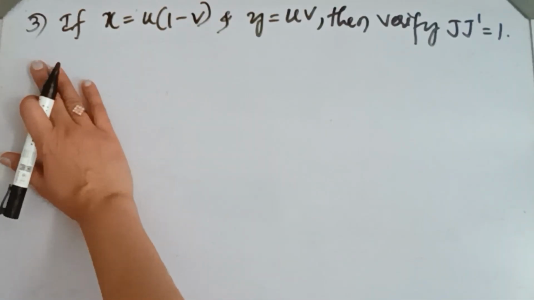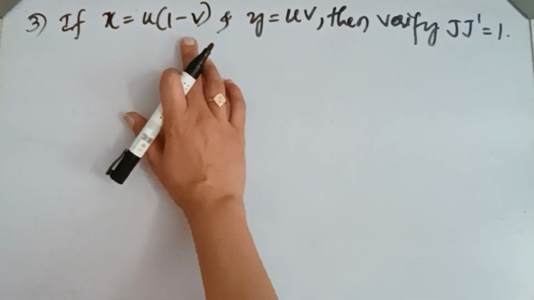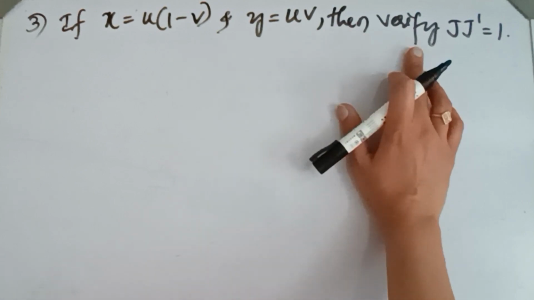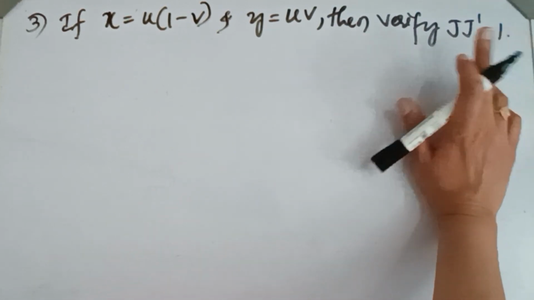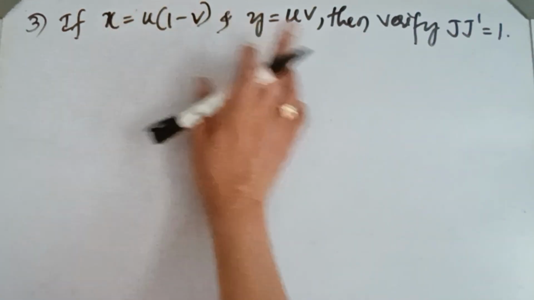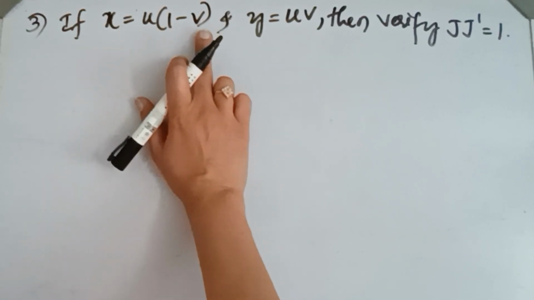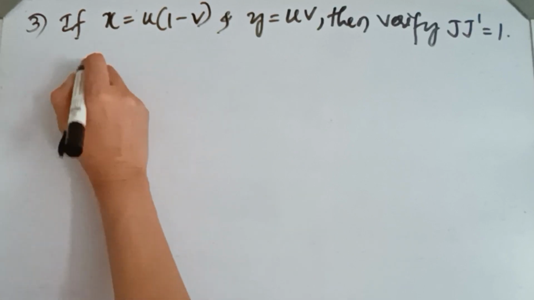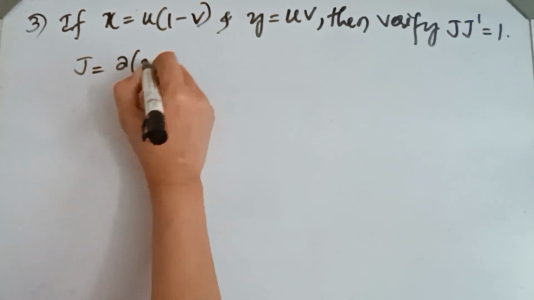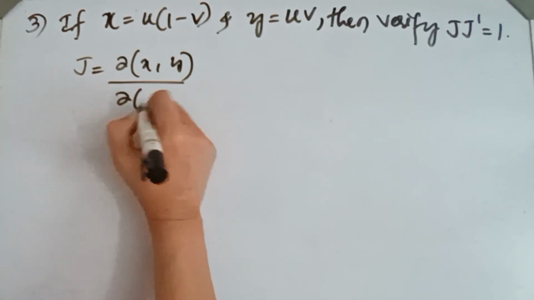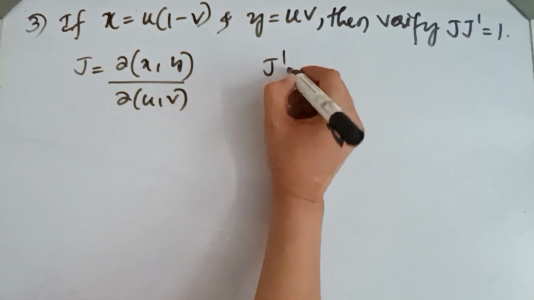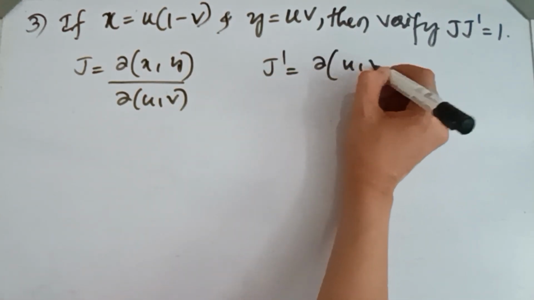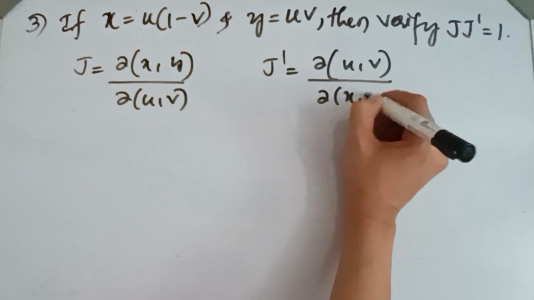See the third problem. If x equal to u into 1 minus v and y equal to uv, then verify that J dash equal to 1. J means the Jacobian of the given two functions with respect to the two independent variables. J dash means the reverse case. So J is equal to dou of x comma y with respect to u comma v, and J dash is equal to dou of u comma v with respect to x comma y.